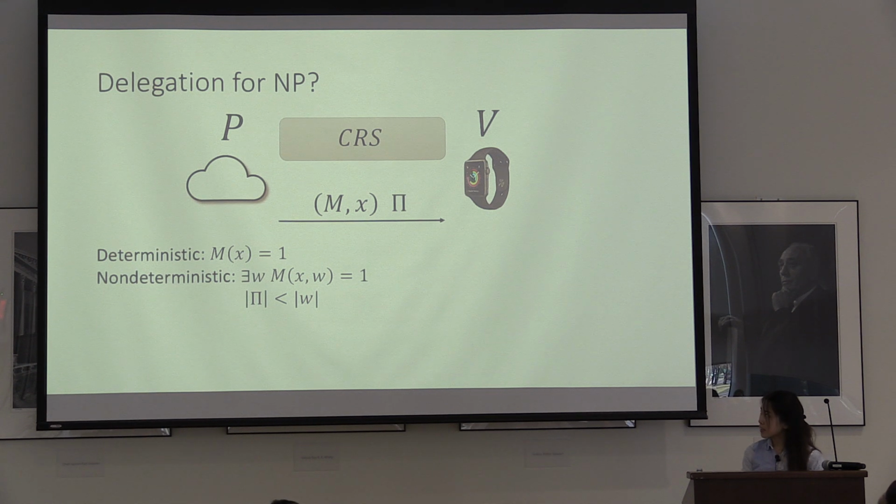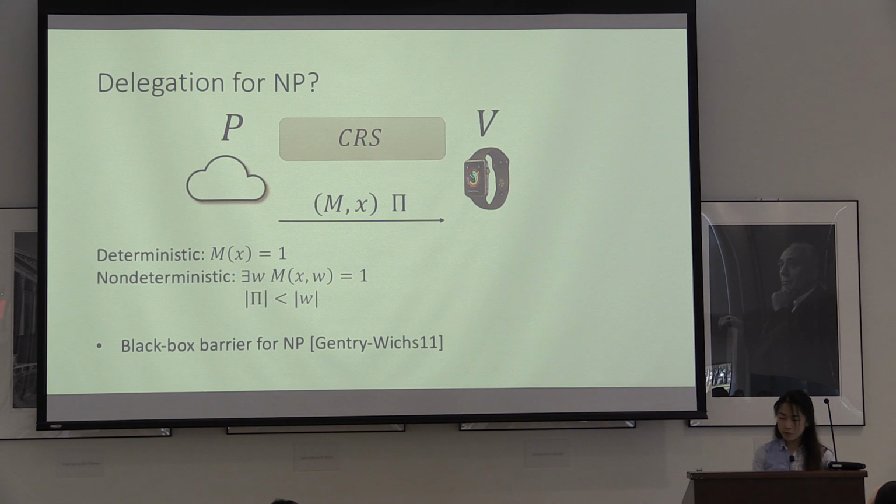So in the deterministic case, the prover's goal is to prove that M on X outputs 1. And in the non-deterministic case, he wants to prove that there's a witness W, such that M on (X, W) outputs 1. And we want the proof to be shorter than the witness length, or else we could send the witness as the proof. But unfortunately, we know that there's a barrier for NP delegation. In particular, any scheme that can support all of NP must have a non-black box proof of security. And I want you to remember this point because it will come up later. But let's return back to deterministic computations for now.